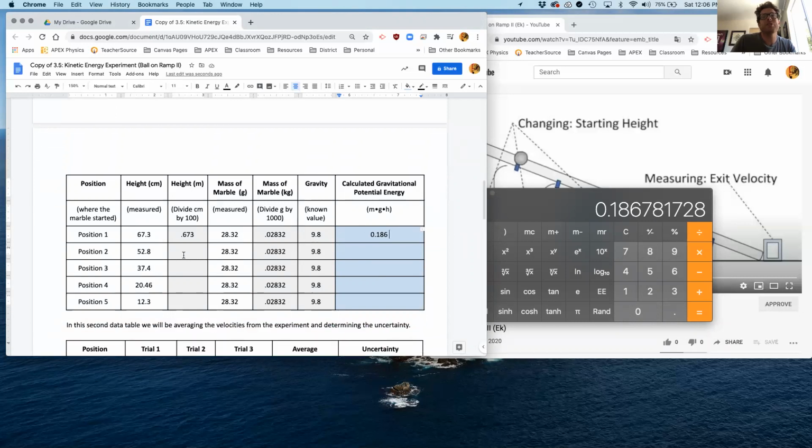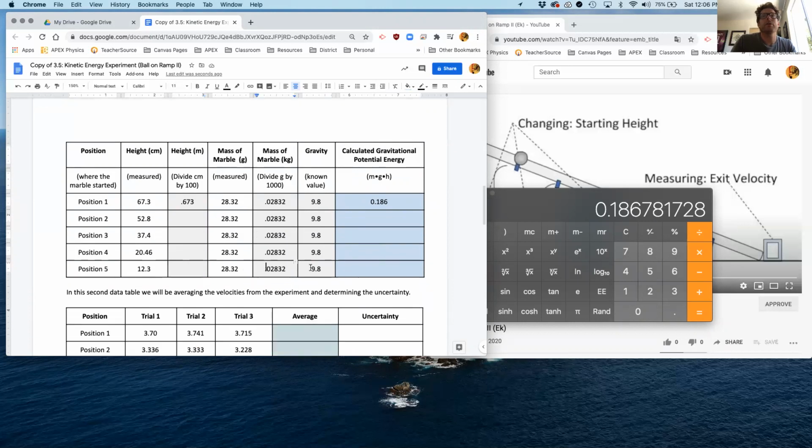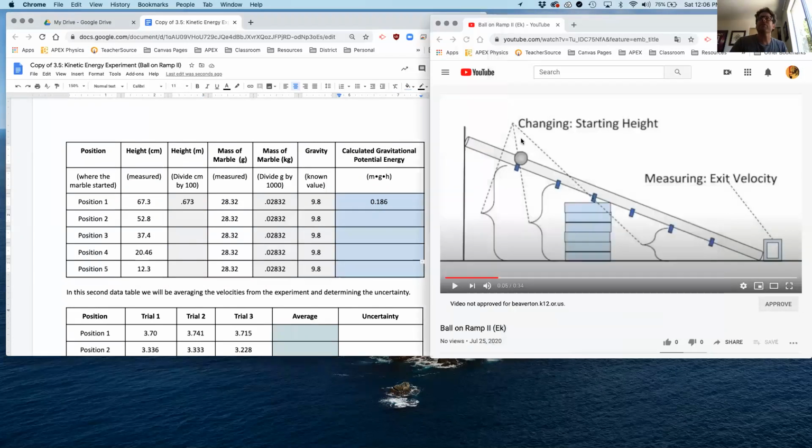Really, the only number I'm changing is these numbers right here. I'm just putting 0.528 times this equals this. 0.374 times this equals this. 0.2046 times this equals this, and 0.123 times this equals this. And that gives us the potential energy of the marble at these different heights. Now let's think about this for a second. The potential energy that we have up at these different heights will all be transformed into kinetic energy, okay? We're going to assume that there's no friction and thus no thermal energy.